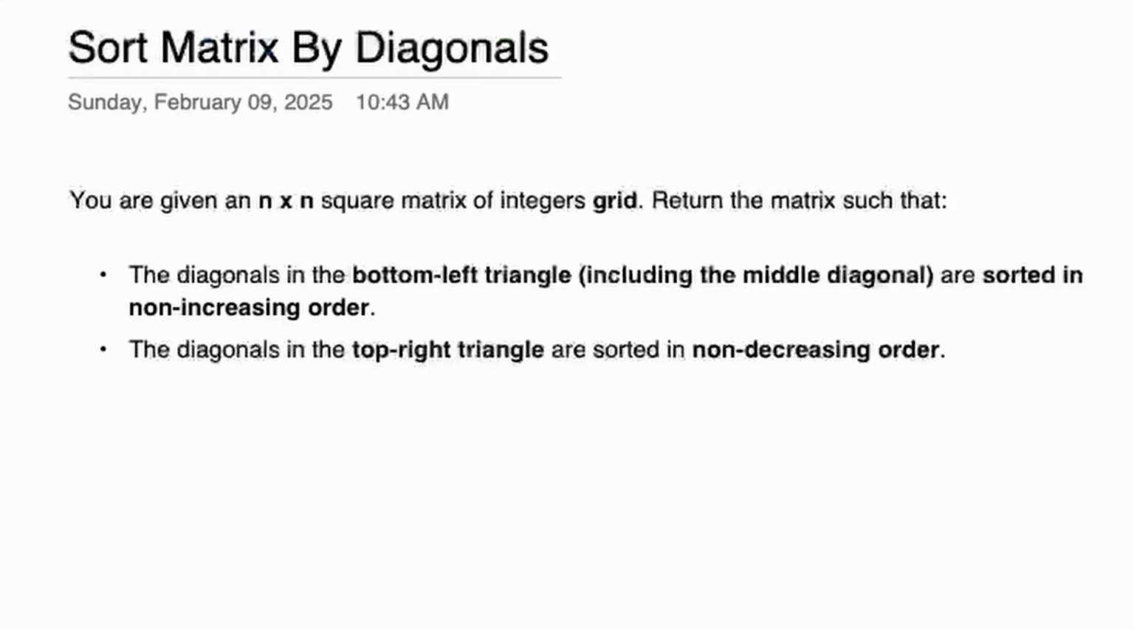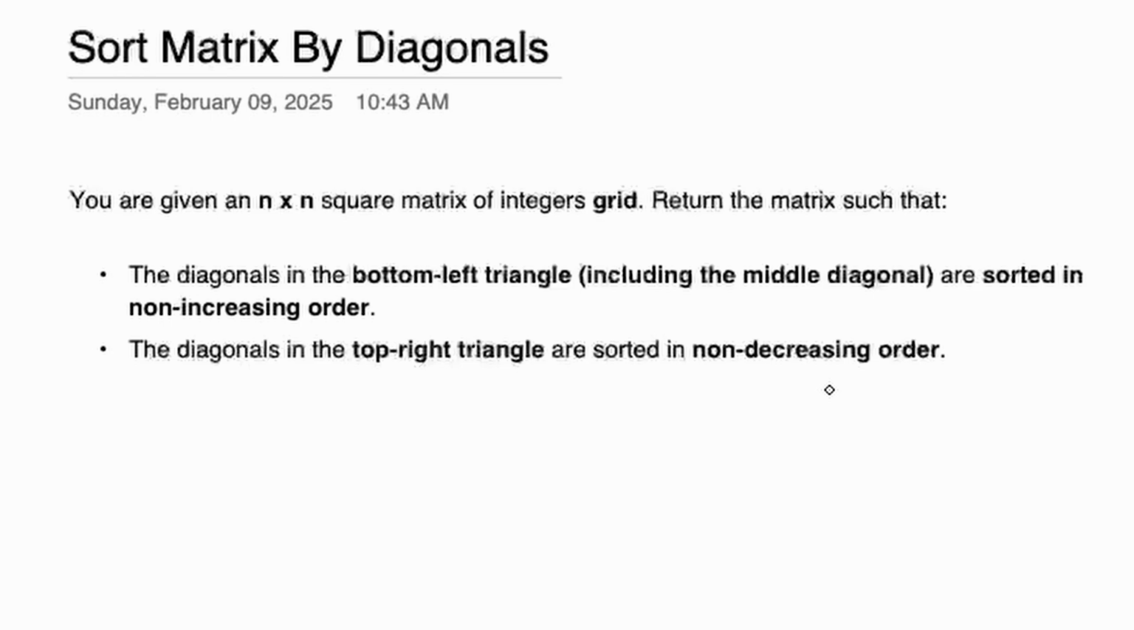Hello everyone. Today we're looking at the problem sort matrix by diagonals, which was question 1 in weekly contest 436. The question reads that we're given an n by n square matrix of integers called grid. We want to return the matrix such that the diagonals in the bottom left triangle, including the middle, are sorted in non-increasing order, and the diagonals in the top right triangle are sorted in non-decreasing order.